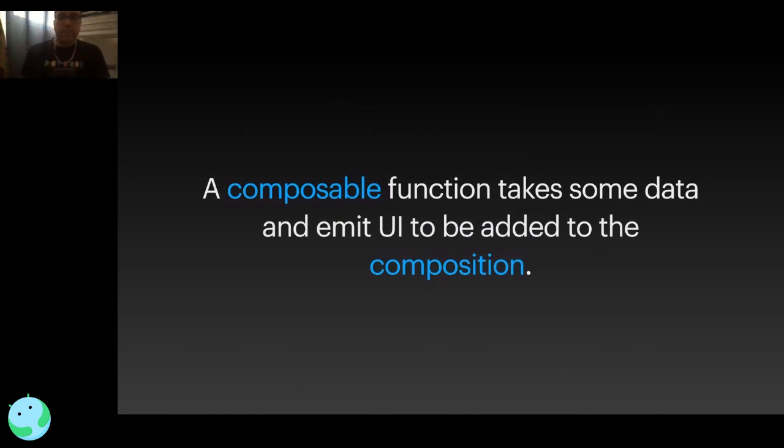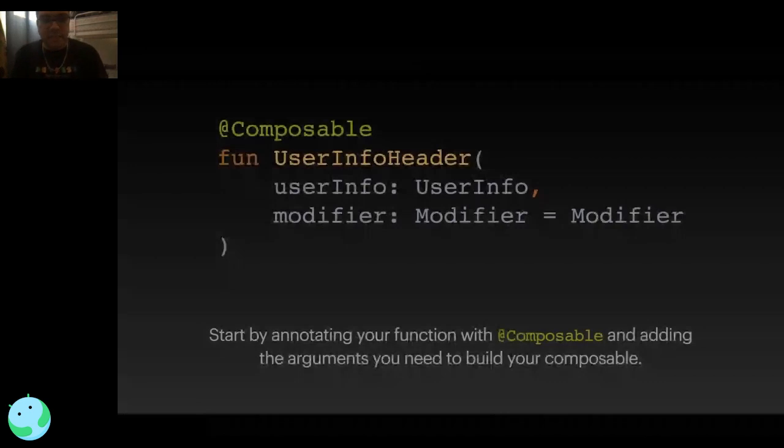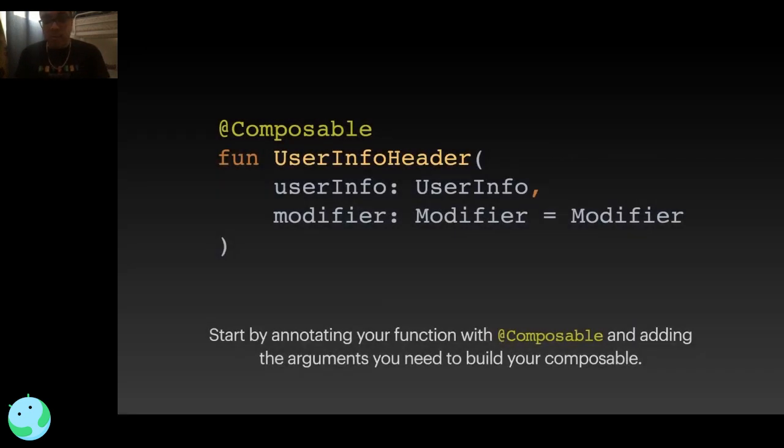So talk is cheap. Let's see some code and some example. So here is a sample composable function signature. We need to name the composable functions with the title case, so it's starting with the uppercase. And in the arguments, we get the data that we need to render the composable. In this case, this is the user info header for the design we saw before. So we get the user info and we get a modifier.